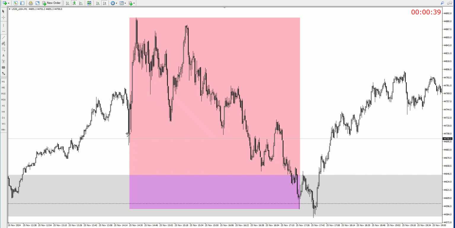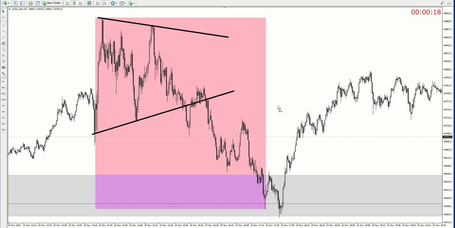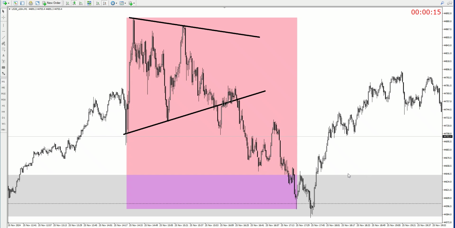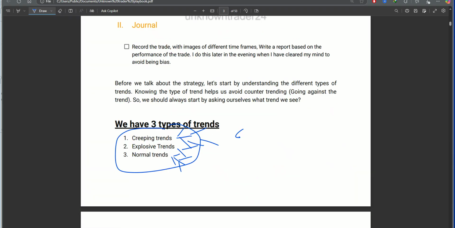Okay, so look at this, guys. This is what I saw yesterday, and I told you, don't get married to a certain index or a certain asset. Compare them at the same time and take the easiest one. Already I told you, NAS, S&P, and Dow. Compare them and take the easiest one. So you see this one, this is a triangle. We are looking at this one.